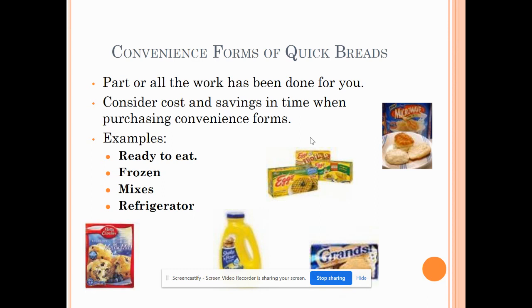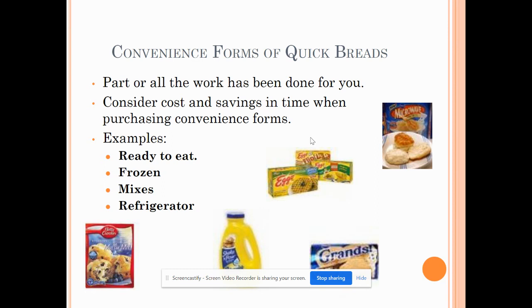So in my opinion, ready to eat would be things like your Eggo waffles. So you just have to, no, I'm going to call that one frozen. So those are frozen. Your ready to eat are basically made for you already. So if you're buying muffins from the grocery store, if they're packaged or maybe they're fresh from the bakery, those are ready to eat. Mixes.